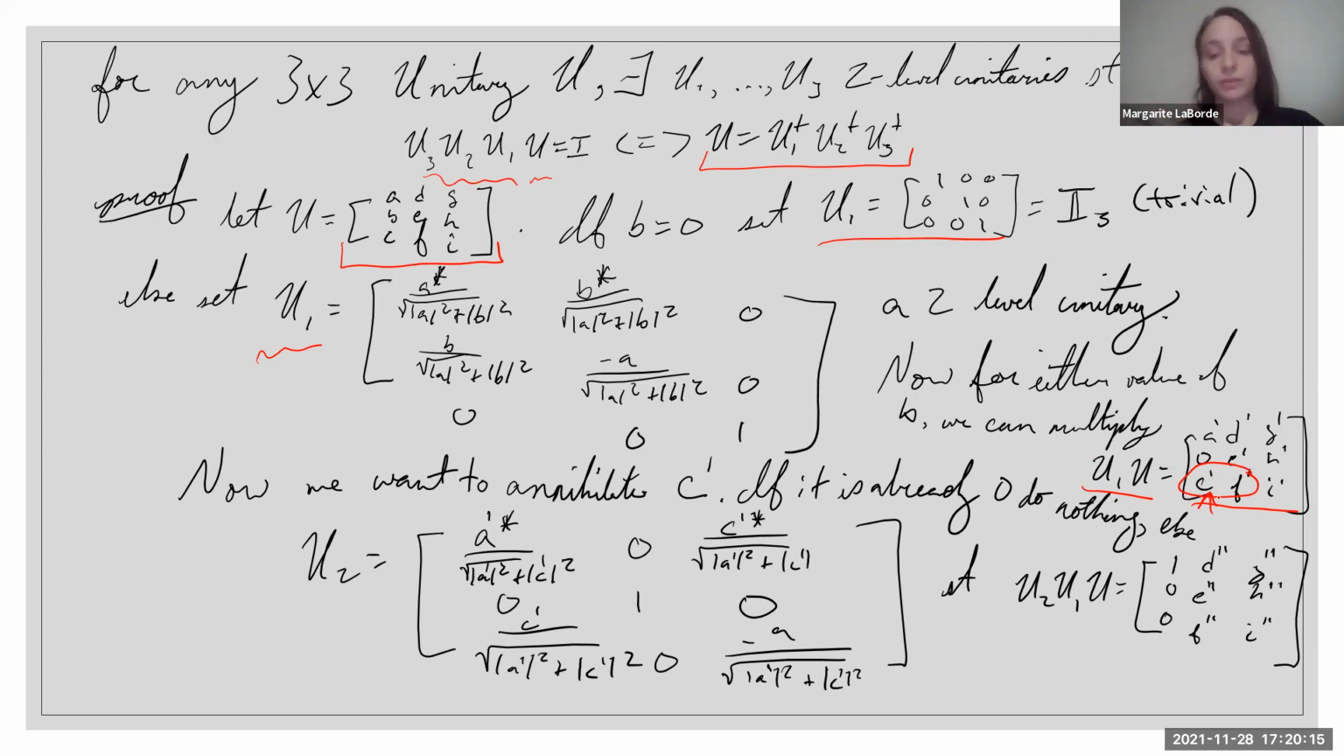So if C prime is already 0, we don't have to worry about it. But if it's not 0, we can multiply by this guy, and it's going to annihilate it. And then we're going to have a 0 here and a 0 here. And then we know, because this is a unitary matrix, that this is going to have to be a 1, because all of the columns have to have magnitude 1.